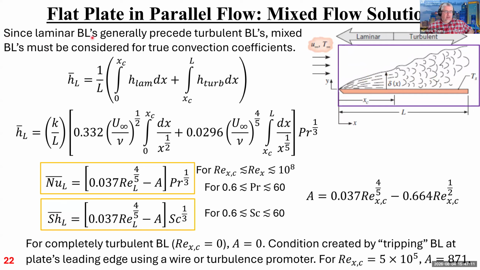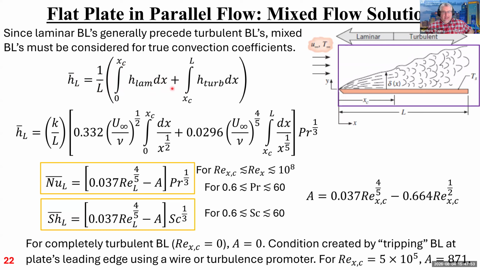So I say here, since the laminar boundary layer generally precedes the turbulent boundary layer, right? So laminar boundary layer comes first and the flow trips to turbulent. Mixed boundary layers must be considered for true convection coefficients. And by mixed, I mean laminar plus turbulent. So how do we do that? Well, we're going to do the same thing we did before, right? We're going to come up with an average convective heat transfer coefficient, and we're going to do it through an integration, basically by taking an average over the full length of the plate from the leading edge of the plate up to that transition spot to get the contribution for the laminar velocity profile.